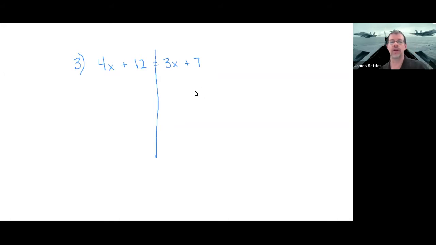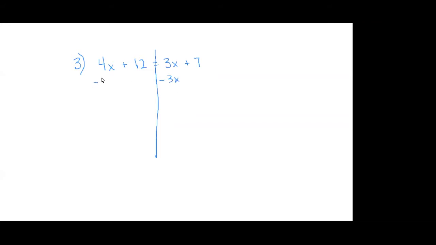So we're going to get rid of the smallest X right here. So 3X is the smallest X. So we're going to minus 3X. And we're going to do it to both sides. So minus 3X and minus 3X. So don't even make a sign.